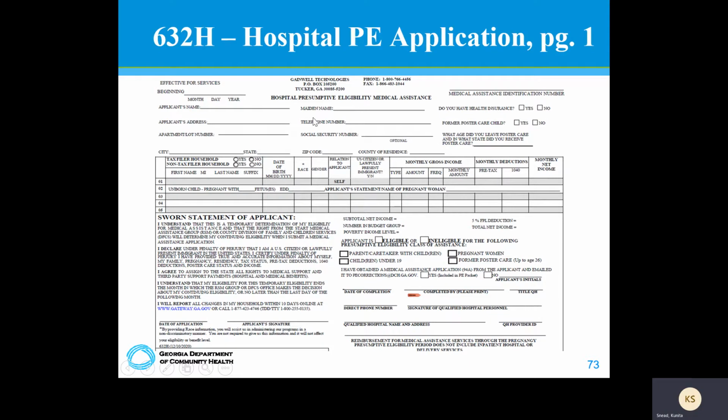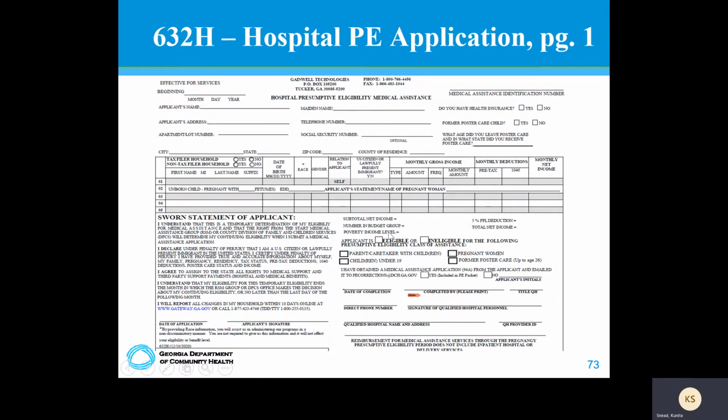She's not pregnant, so she doesn't meet any other criteria for any other aid category. That means mom is not eligible for Medicaid, so nobody is eligible for parent caretaker with children. Nobody's eligible for that aid category. So what we can do is now see if that child is eligible for the children under 19 aid category. Remember, they met all the other criteria except for the income part, so now we just need to look at the income part for the children under 19.